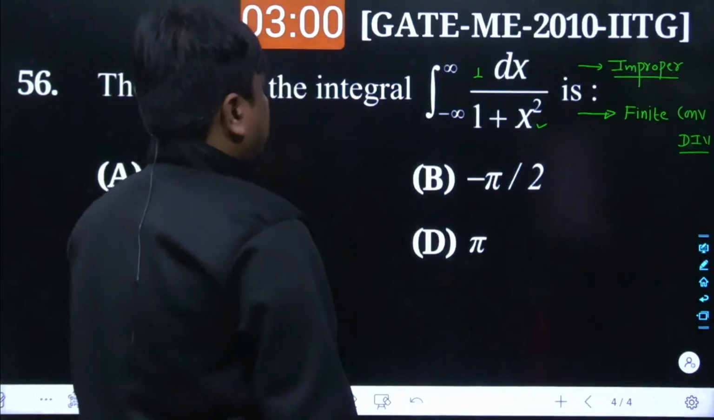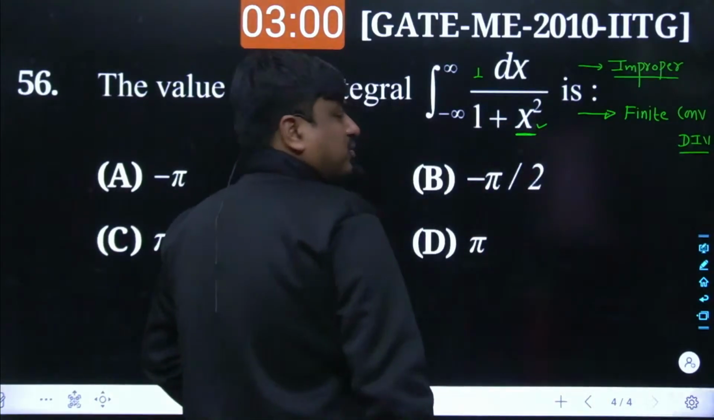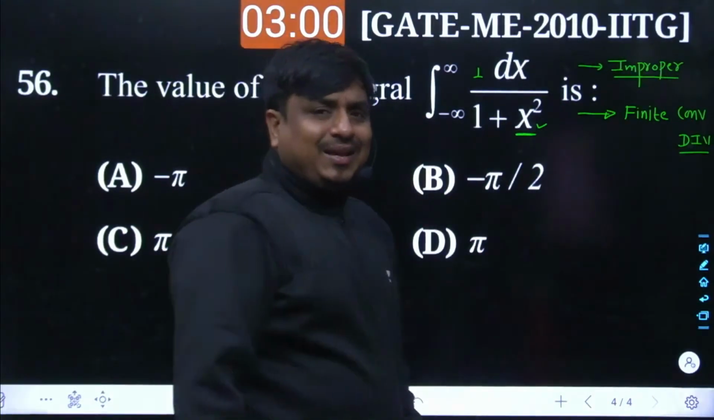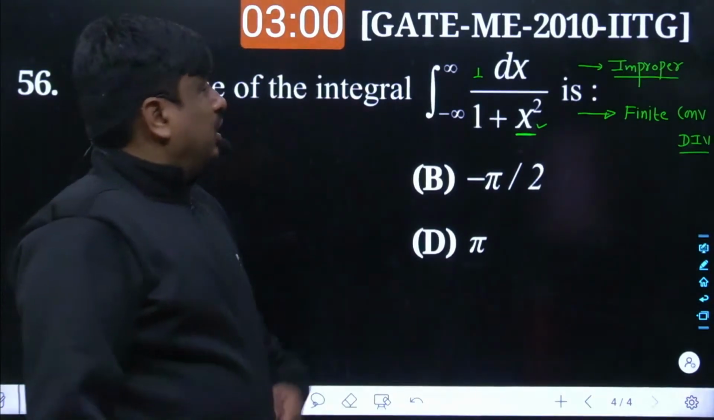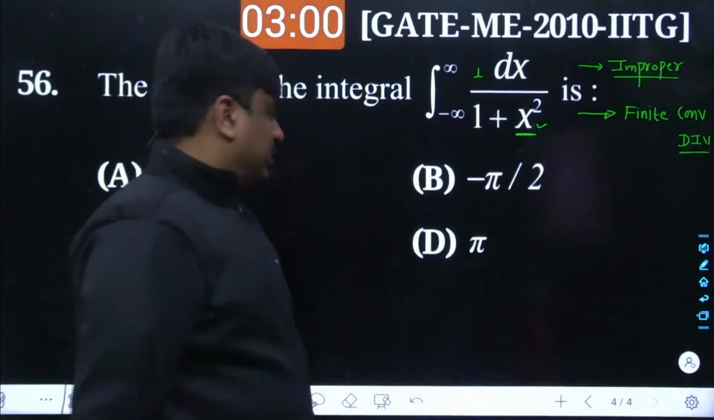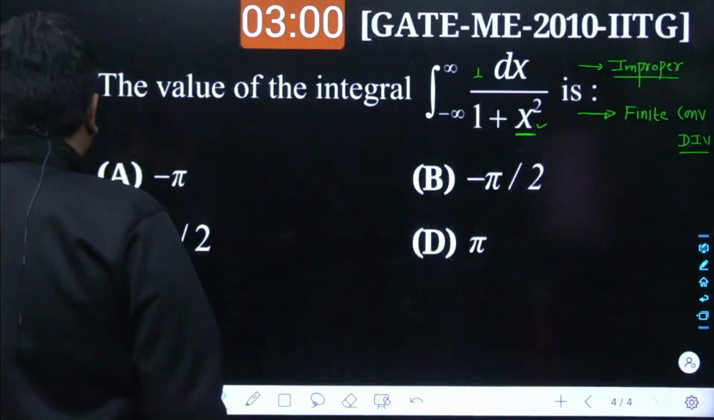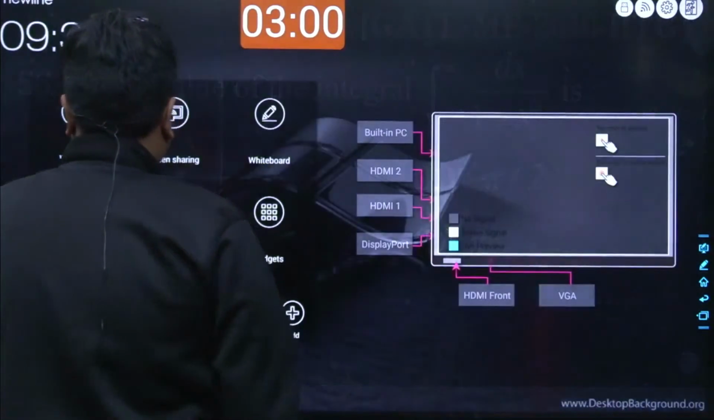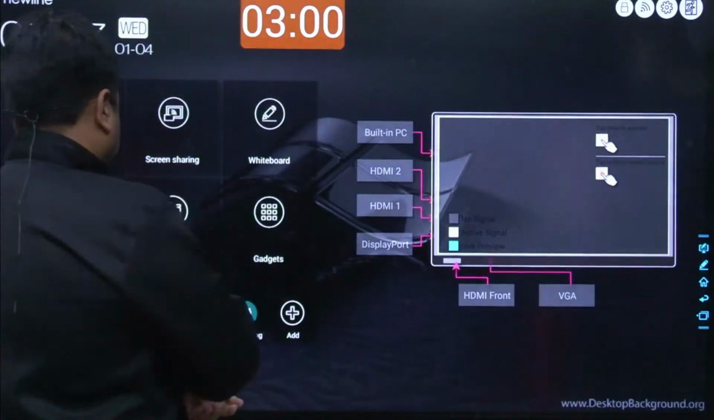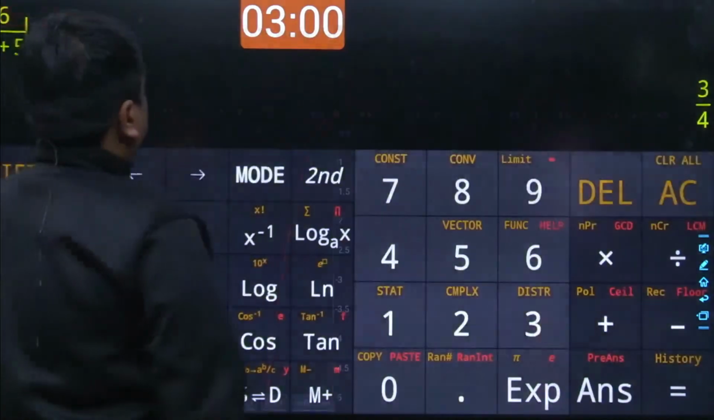If you don't understand, understand in this way. X square: if you feed the negative value of x or the positive value of x, virtually speaking, x square makes it positive. 1 divided by 1 plus x square is going to be an even function. So why don't we draw this down? So here comes our structure. Let me draw this graph.